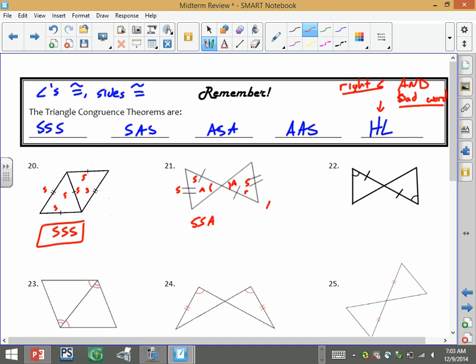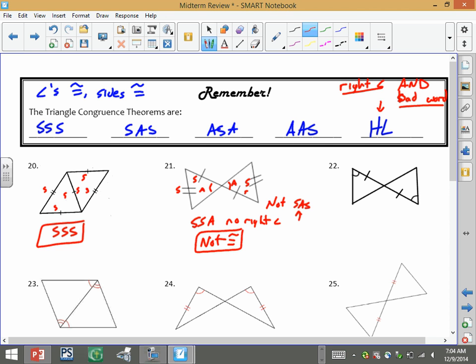This is not, just as a heads up, SAS, because the angle would have to be between the sides, and we don't have this particular angle marked. So we're not at SAS because the angle's in the wrong place. So what we do have is SSA. There's no right angle, so it's not HL, which means these are not congruent.